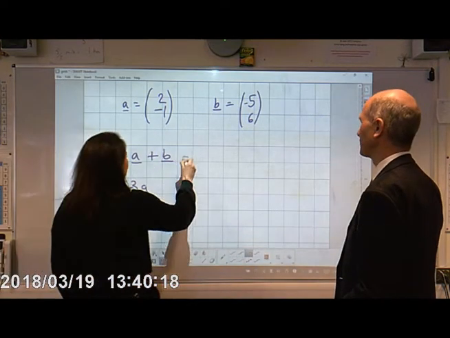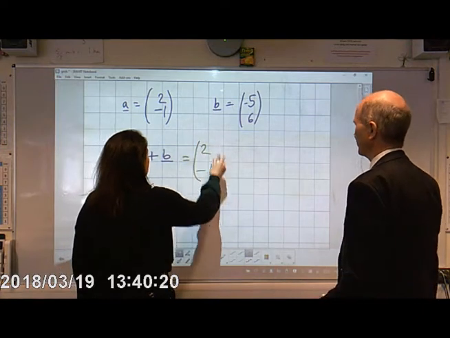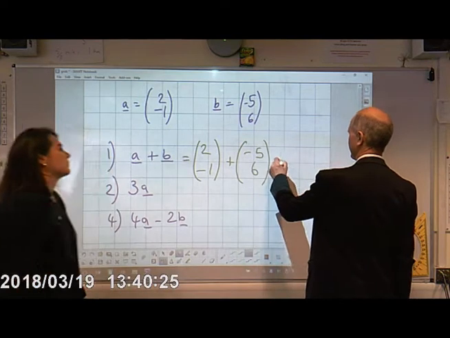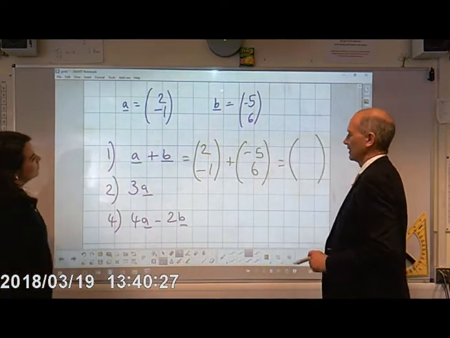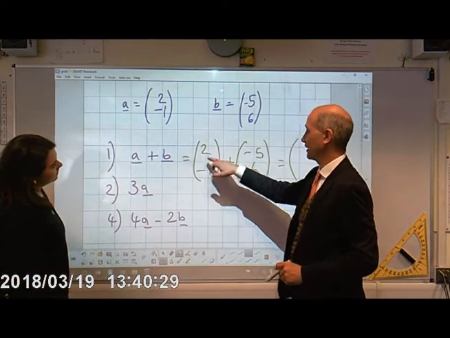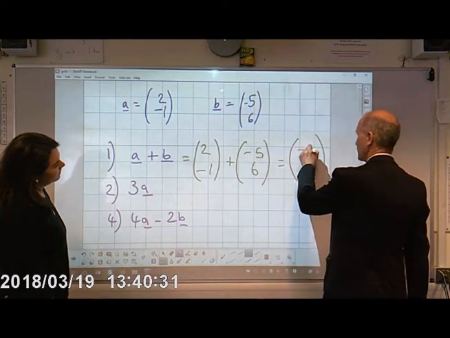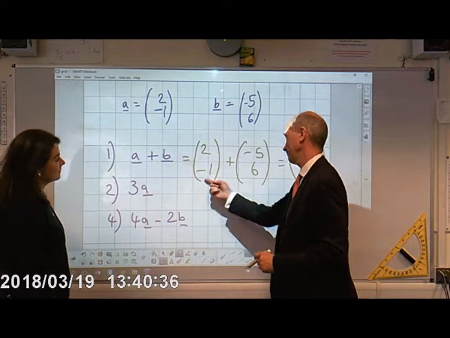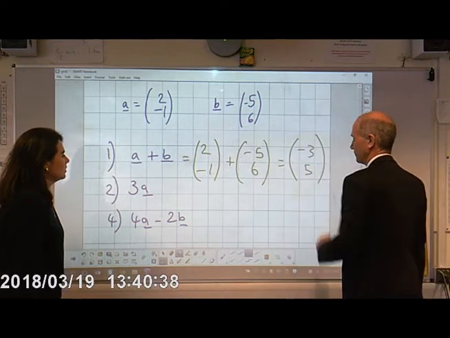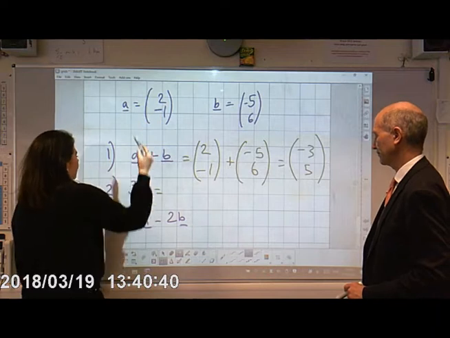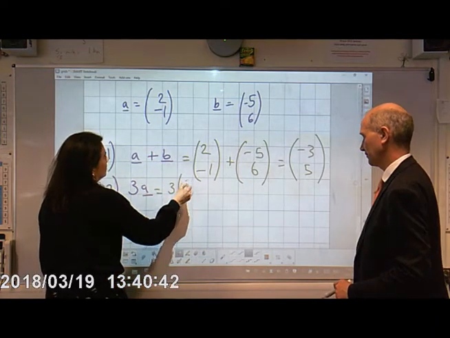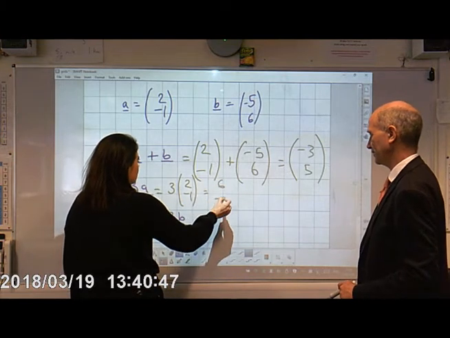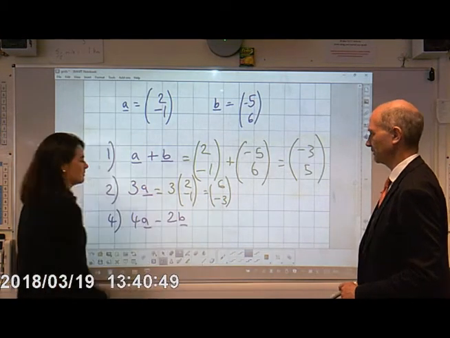So we've got here (2, -1) plus (-5, 6). 2 plus a minus is a minus, so 2 take away 5 is -3, and then -1 plus 6 is just going to be 5. If we're just going to scale up our vector, we are just going to multiply it by 2 and we write it like that. Sometimes you might see it like that and therefore you get (6, -3). It's just timesing it by 3.